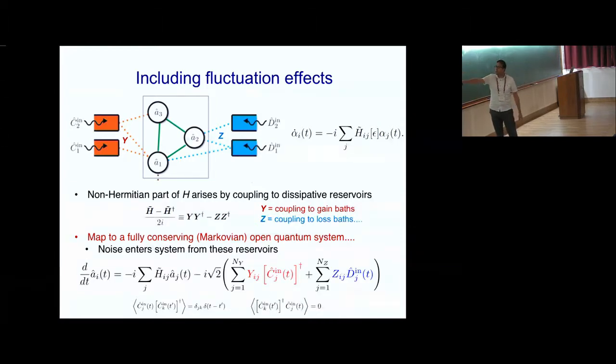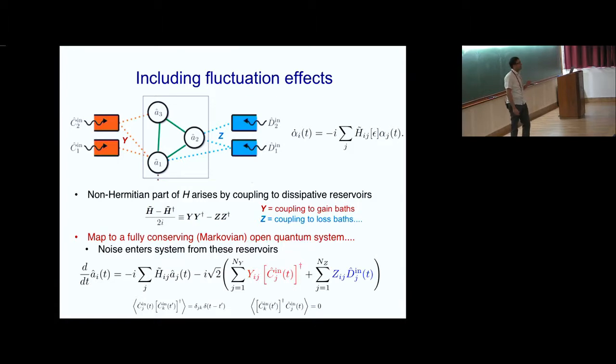So as opposed to these amplitudes, I have lowering operators for each of my modes. Here's the non-Hermitian Hamiltonian. And now the fact that I got the non-Hermitian parts of this thing from these couplings to baths, associated with those couplings are noise terms. These noise terms are basically the operator equivalent of Gaussian white noise. These noise terms will tell me how fluctuations enter my system. It'll tell me how fluctuations limit my ability to make a measurement.